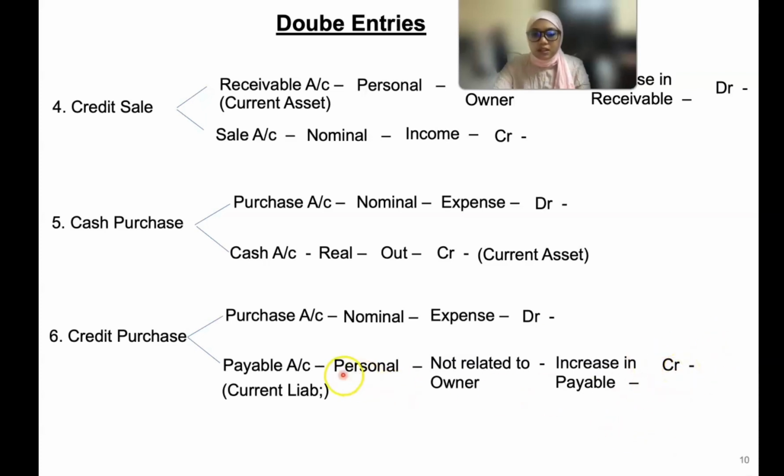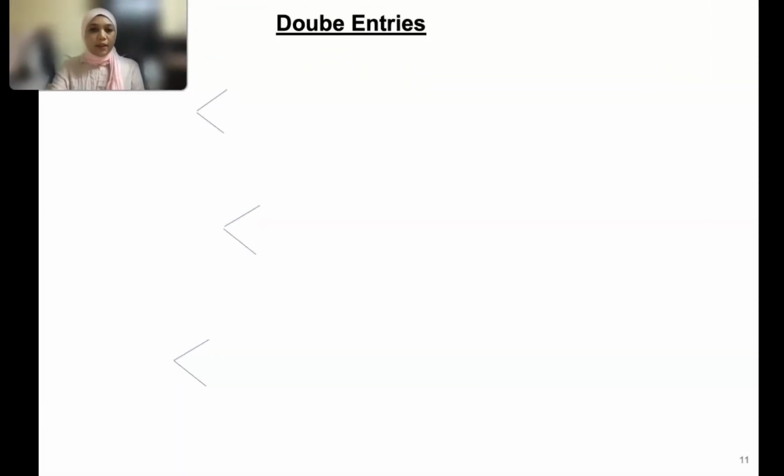Okay, this is the reason why we are going to record under credit side, because payable is a personal account. It is not related to owner. Because of credit purchase, our payable is increased, so it is an increase in payable, so it is credit side. Okay, so I hope you understand this side also. Okay, so I'm going to give you more examples in these videos.